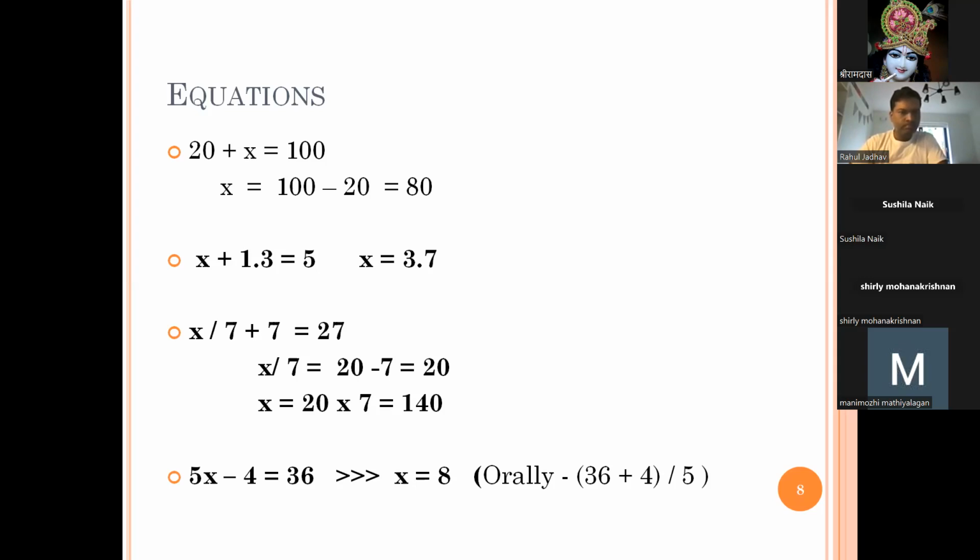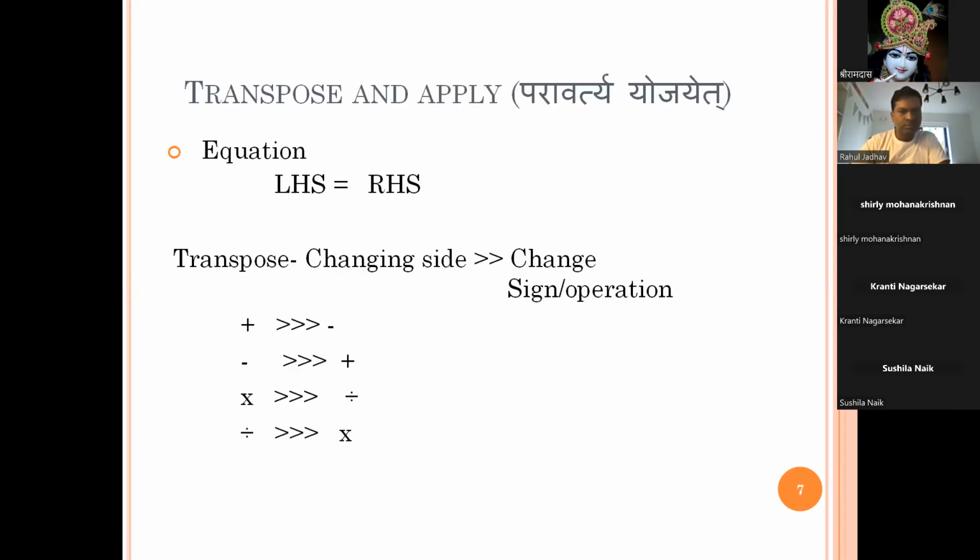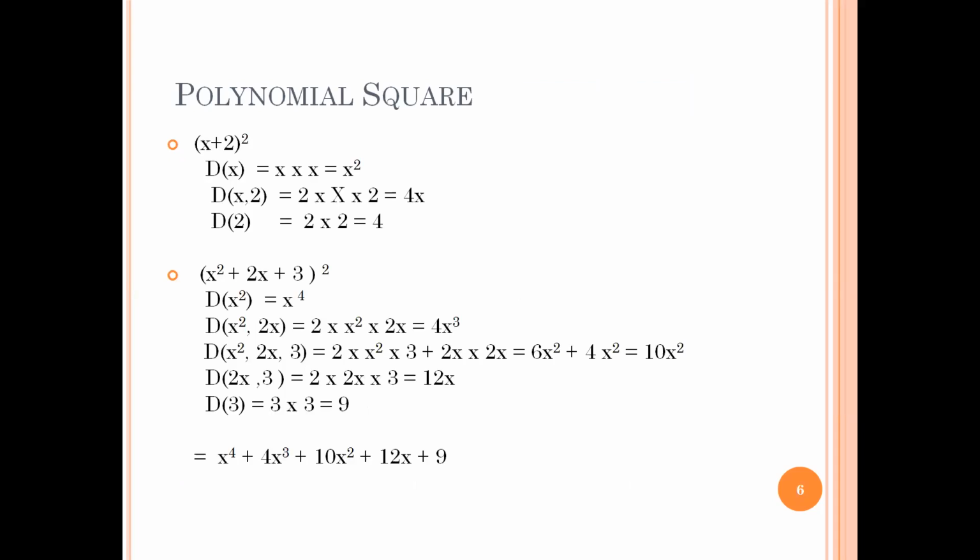Is this clear how I applied transpose and apply? I didn't understand. No, very simple. Which one you didn't understand? I didn't get it from the beginning because due to the net problem, the screen is going and coming. So I didn't get the starting part. Did you understand the polynomial? Yes, polynomial square I understood.